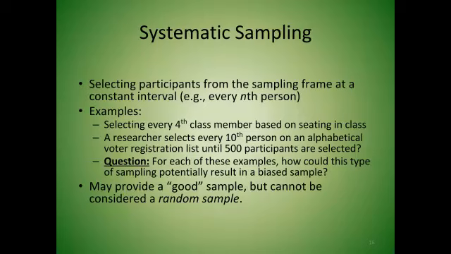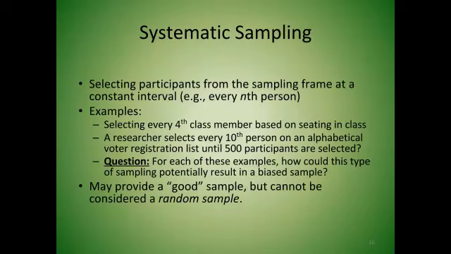Now let's take a look at a form of sampling that you should still understand even though it is not very commonly used anymore now that truly random sampling methods are so readily available through computer programs. And this type of sampling is referred to as systematic sampling. With systematic sampling, participants are selected from the sampling frame at a constant interval.